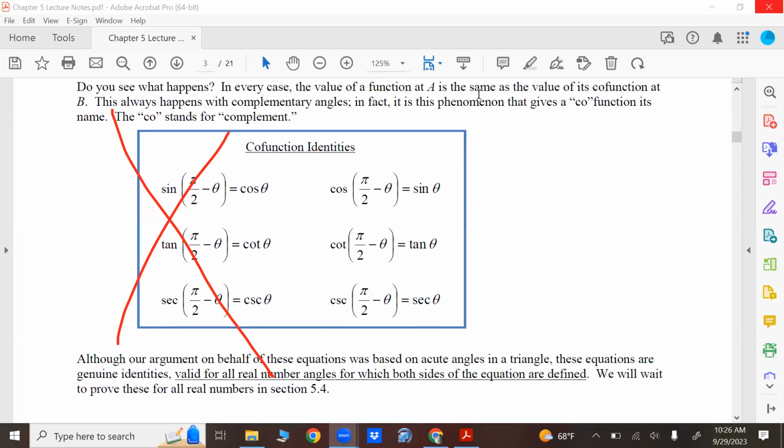Just know it. So those make sense. And likewise for cotan, tan, cosecant, secant. So cotan is a complement of tan, cosecant is a complement of secant. So we should be fine there.